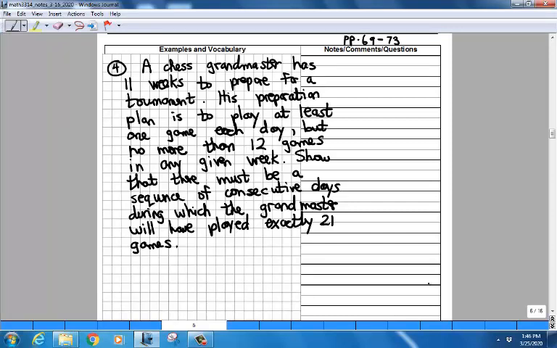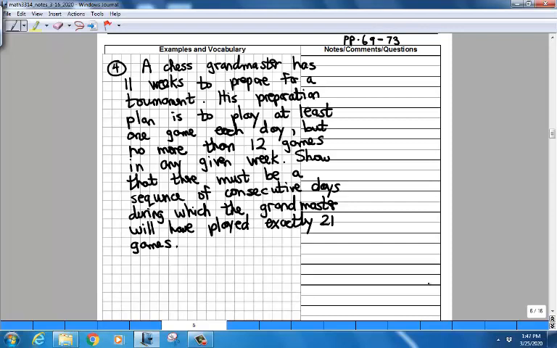In this problem, a chess grandmaster, we're told, has 11 weeks to prepare for a tournament. In order to prepare, he's going to play chess games. His plan is to play at least one game each day. But he doesn't want to exhaust his creativity, so he doesn't want to play more than 12 games in a week. So for these 11 weeks, at least one game a day, but no more than 12 games in any given week.